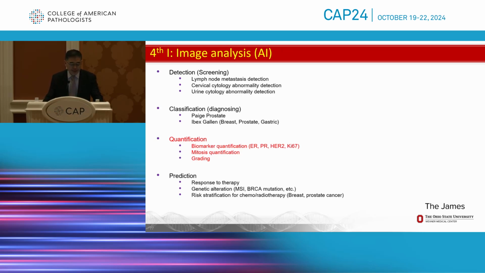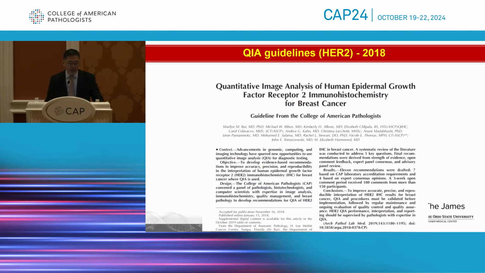So the third category for the AI tools is quantification. I list some of those potential uses here, mostly biomarker quantification in breast, as we know here, HER2, Ki67, mitosis, and also grading, Nottingham grading. There are AI tools available for those Nottingham grading as well.